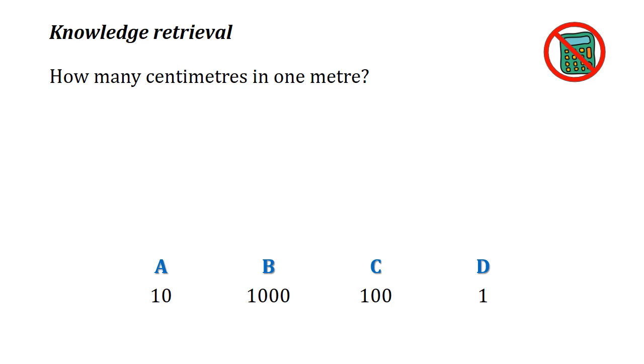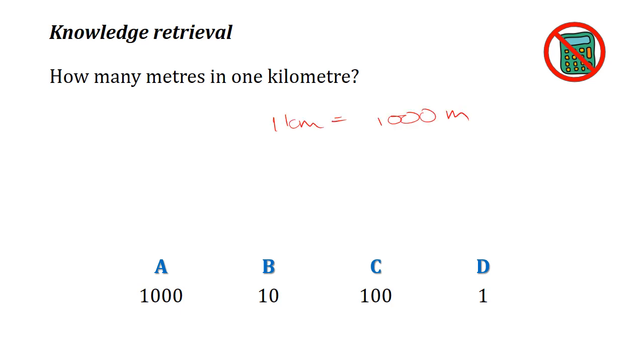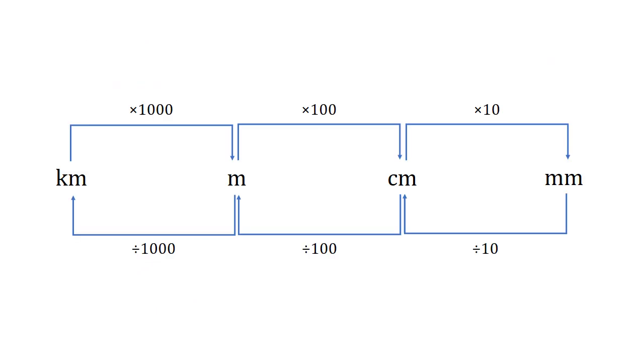Right, important fact you need to remember: 1 meter is equivalent to 100 centimeters. Therefore, C was correct. And you need to remember that 1 kilometer is equivalent to 1000 meters. So therefore, A was correct. Go back to the previous.